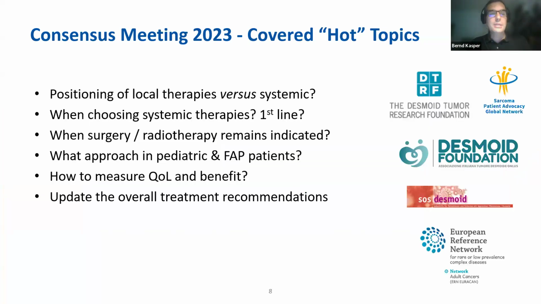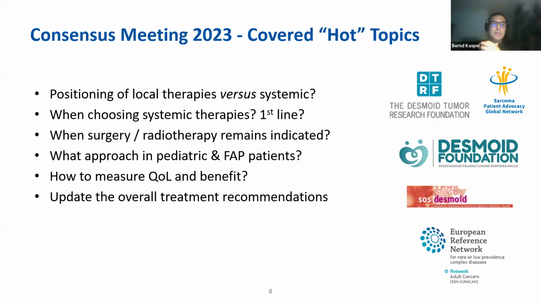Okay, the next slide. This was a one-day consensus meeting in Milan, and of course you cannot cover everything in such a one-day meeting, but these were the topics we were discussing. We were talking about local therapies and their place in the treatment algorithm, or treatment armamentarium, in contrast to systemic therapies. We talked about systemic therapies, of course, and when choosing systemic therapies, is there a first line? We looked at surgery, radiotherapies. Are there still any indications for these kinds of therapies?